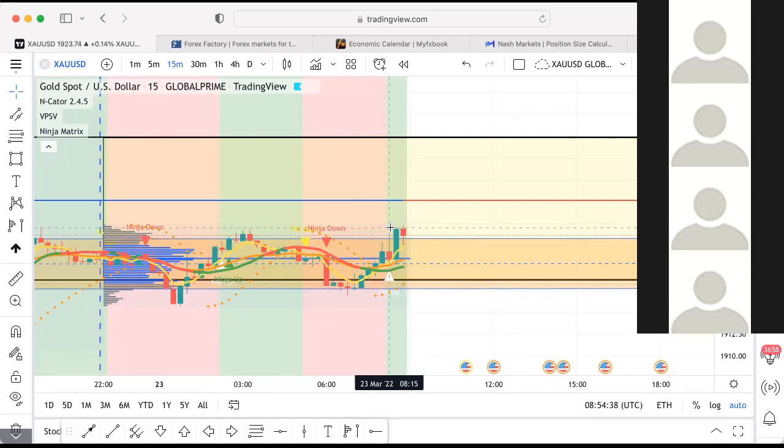So the question that goes through my mind is, is this another stop hunt? Are they taking price up there to take out stop losses? So we need to decide, is this price breaking out or is this price faking out? It's beginning to look like it might be a fake out.